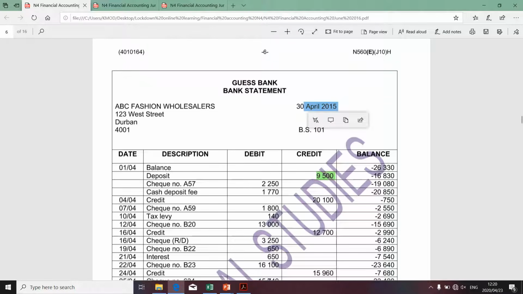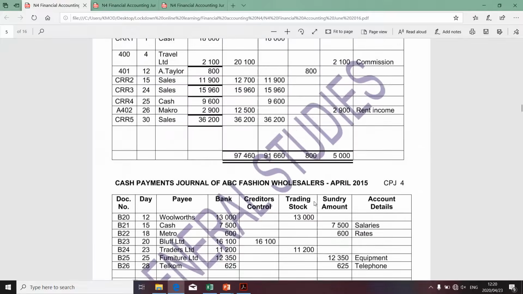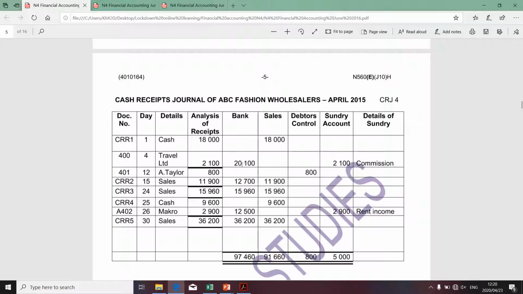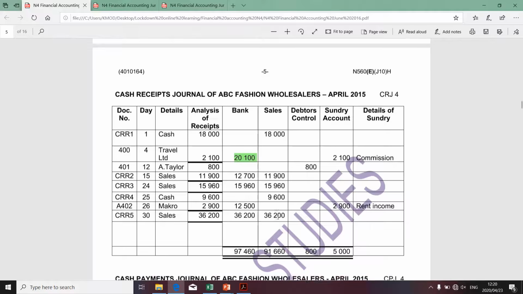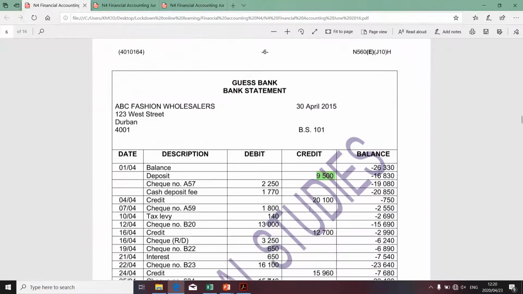Before I even place a green highlighter, I need to make sure that it appears on the cash receipt journal. So we've got 2100 as per the bank statement, credit side. I'm going to go to the cash receipt journal. 2100, there you go. I'm going to place a green highlighter. So this is going to be a very slow exercise. Please bear with me. There you go.